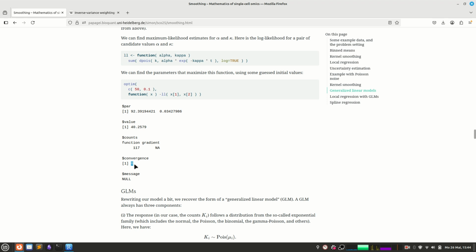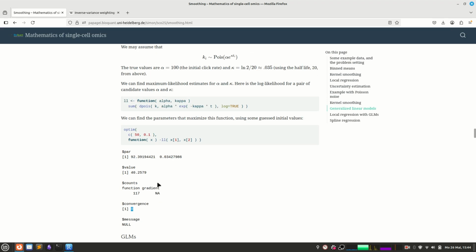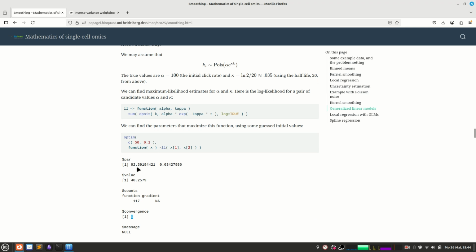I hope 0 means yes for the convergence. And what I can now do is ask, is this what we want? Well, alpha should be 100, and we get 92. And kappa should be 0.035, and we got that roughly. So this seems to have worked.